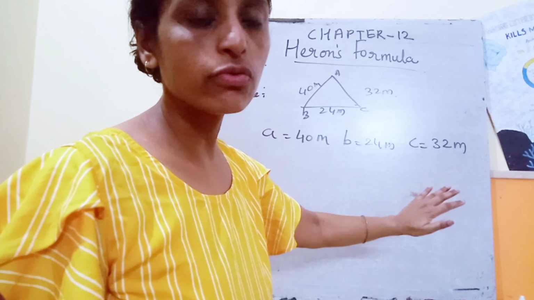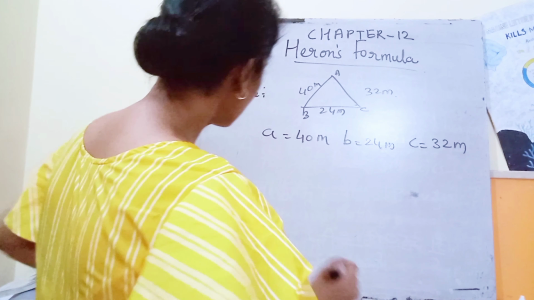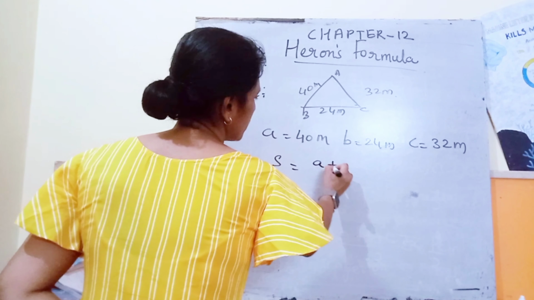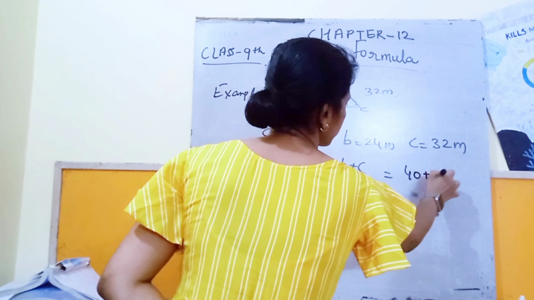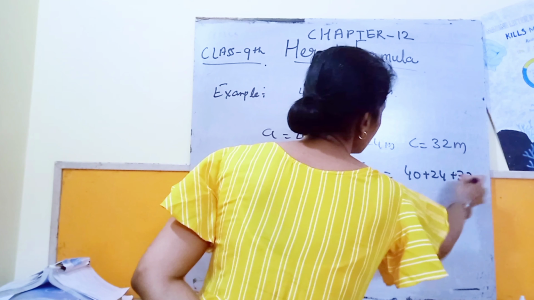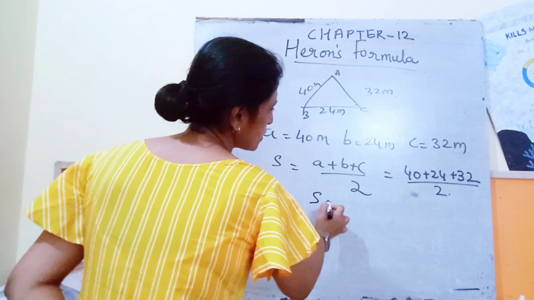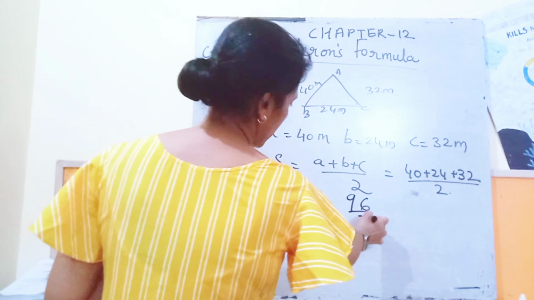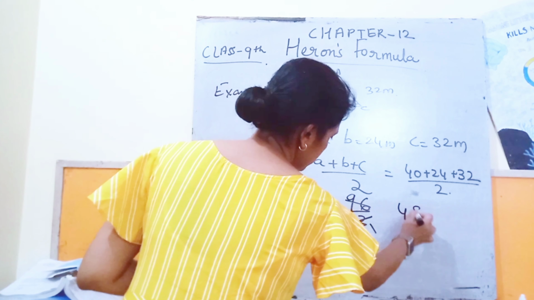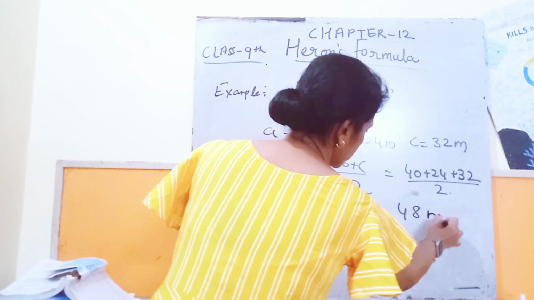For that we need to find the semi-perimeter, that means s. You know s is equal to a plus b plus c upon 2. So a is 40 plus 24 plus 32 upon 2. It means s is equal to 96 upon 2. That means 4 twos are 8 and 8 twos are 16. So we got s as 48 meters.